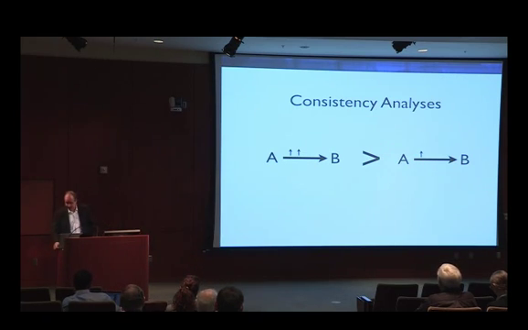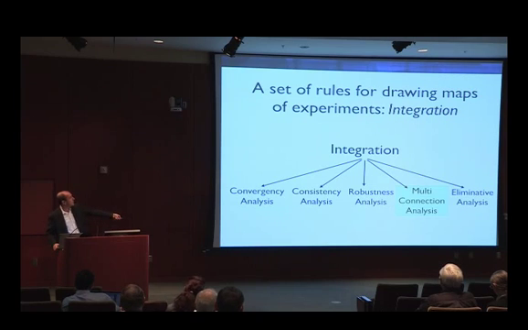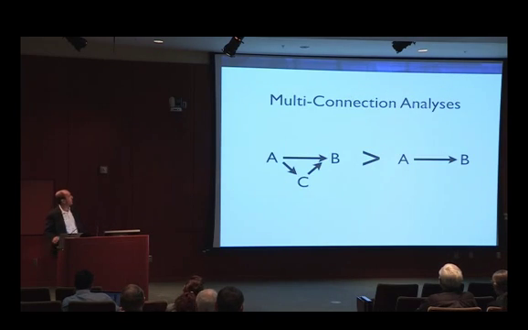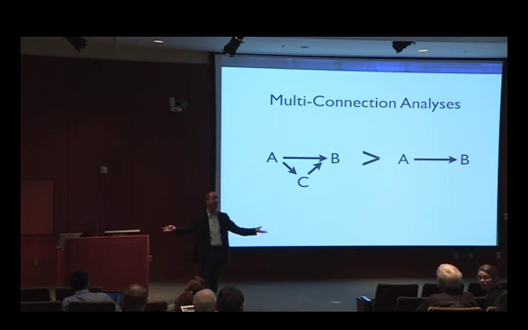I'm just formalizing it. And finally, multi-connection analysis, and this is very easy, which is if you have two connections, in one you know something about the mechanism of how A gets to B, this connection is more trustworthy than one for which you have no mechanistic insight. Again, this should feel familiar to everyone in the audience because this is what we do every day.